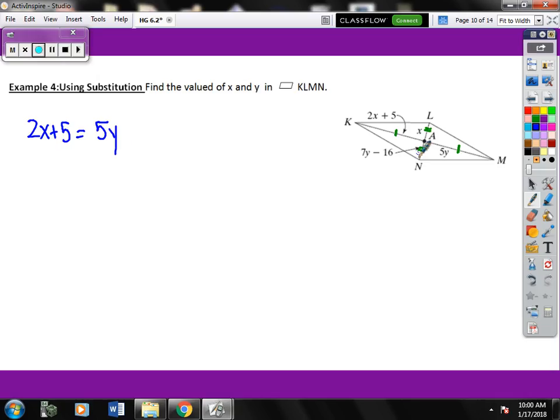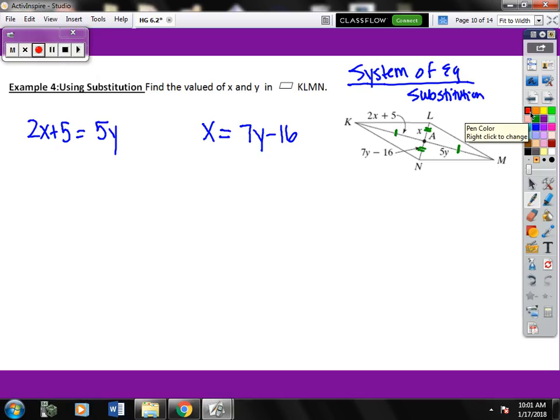Do the other one. Now for this one, instead of saying 7y minus 16 equals x, I would probably write it as x equals. It will make it easier for you personally. So x equals 7y minus 16. So this is a system of equations. In Algebra 1, you learned 3 ways to solve these. Graphing, substitution, and elimination. You're going to want to use substitution for these. To use substitution, you have to get one variable by itself, which it is, x is alone.